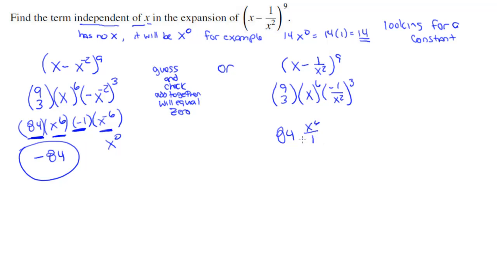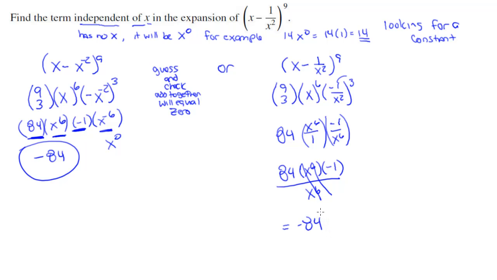Well, this works the same way. I'm going to have my fraction here, x to the 6th, and then I've got negative 1 over x to the 6th. And so then when I multiply those together, and I'll put parentheses around them, it's going to be 84 x to the 6th, and then times negative 1, all over x to the 6th. Well, you can see the x to the 6th cancel out, giving me negative 84. So you get the same answer in either case. It doesn't make a difference which way you do it.